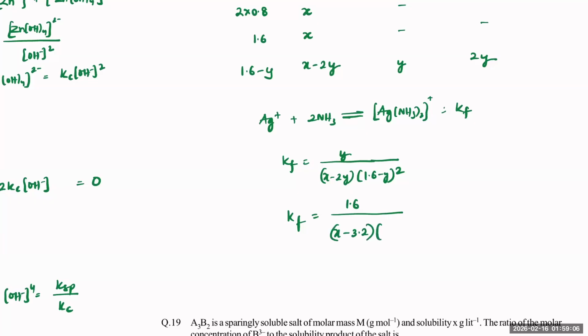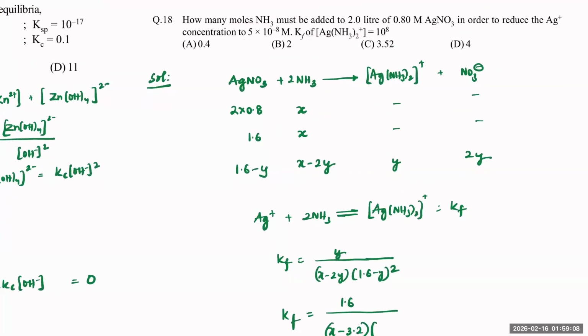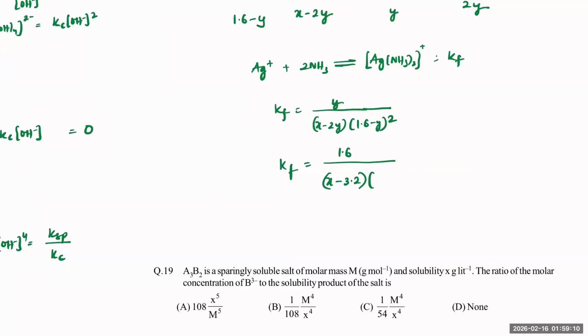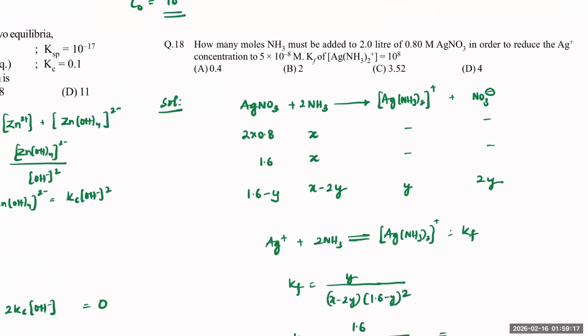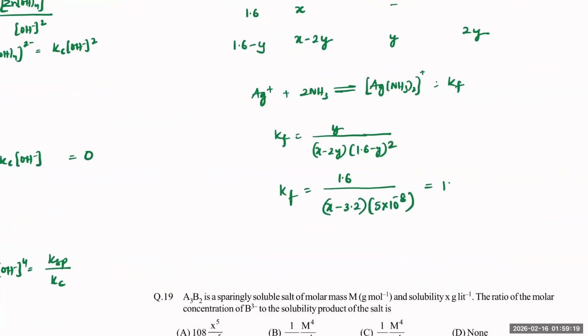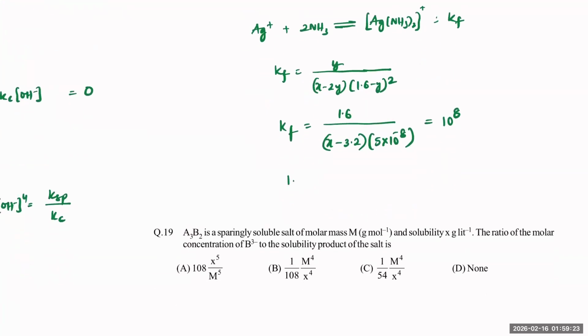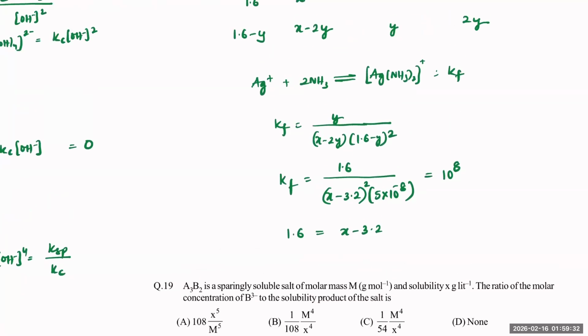So that into the Ag plus concentration. Ag plus concentration is already given as 5 into 10 raised to power of minus 8. Now that will be equal to Kf. So the Kf value is 10 raised to power of 8. Done? So you just got to use this value now. So 1.6 is equal to x minus 3.2 square. This should be square here.